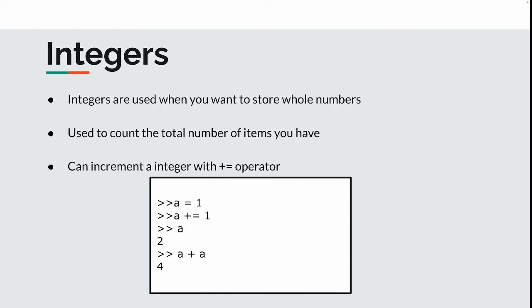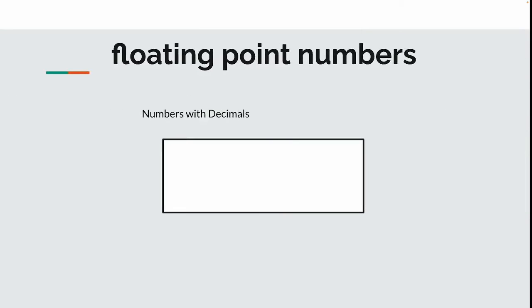Integers are used when you want to store whole numbers. They can be used to count the total number of items you have, total customers, views, likes on a video, and you can also increment integers with the plus equals operator. So we have a defined as 1, then we increment a plus 1 and see what's stored in a is 2, a plus a is 4.